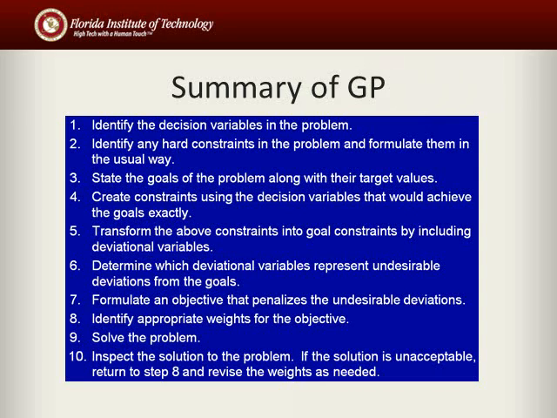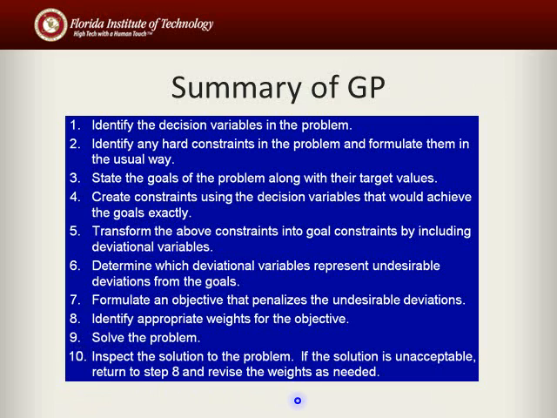So it's following a logical process. After you establish those deviational variables, you want to add weights to them, and that's actually step number 7. You want to determine which of the deviational variables represent undesirable deviations from the goals, so whether it's undesirable to overachieve or underachieve a goal. Then formulate an objective that penalizes those undesirable variables. Identify appropriate weights for the objectives, solve the problem, and follow an iterative approach.